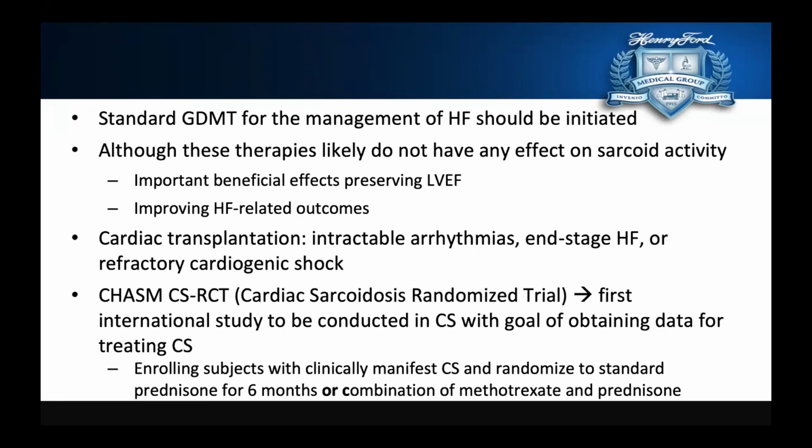A study that I wanted to bring up was the cardiac sarcoidosis randomized trial. This is the first international study to be conducted in patients with cardiac sarcoid with the goal of obtaining data for treatment. This study started in January of last year, and its estimated completion date is December of 2024. They're enrolling subjects who have clinical manifestations of cardiac sarcoid, randomizing them to standard prednisone for 6 months or a combination of methotrexate and prednisone.